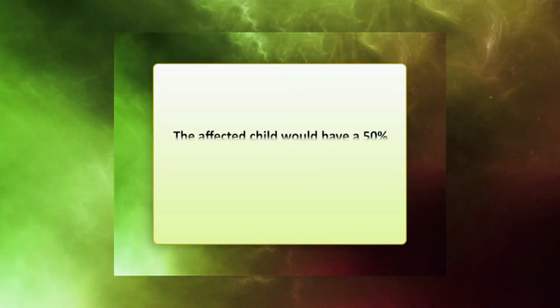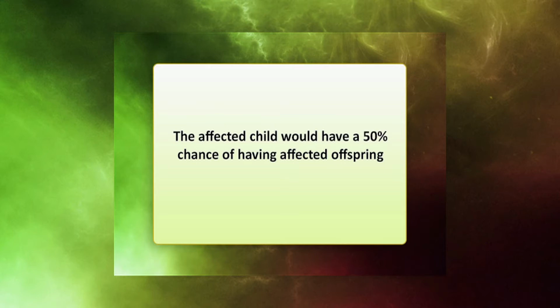For a normal couple who had a child with achondroplasia arising as a new mutation, there would be no increased recurrence risk for their other children. However, the affected child would have a 50% chance of having affected offspring. Third, variable expressivity. There is often a considerable variation in the severity of the disorder or in the type of abnormalities present, although the genetic defect is the same. This is referred to as variable expressivity.